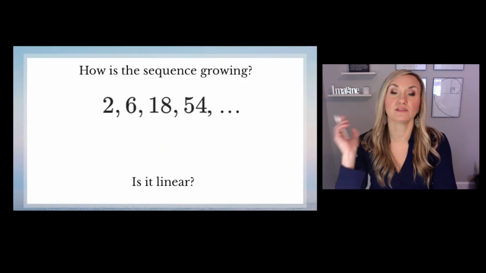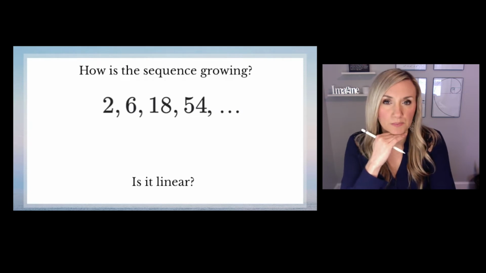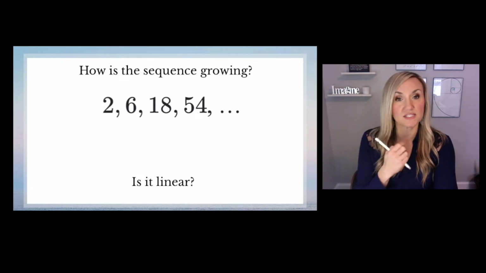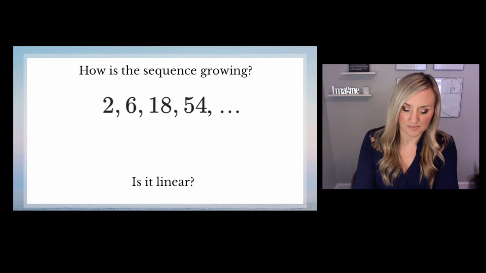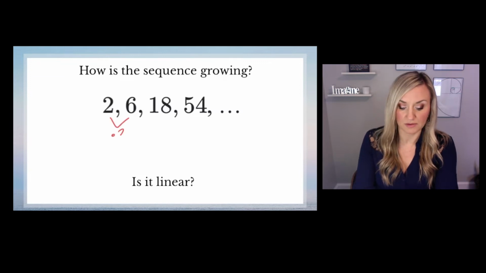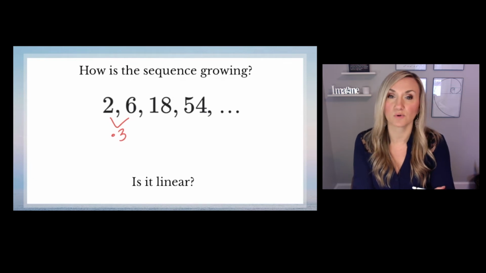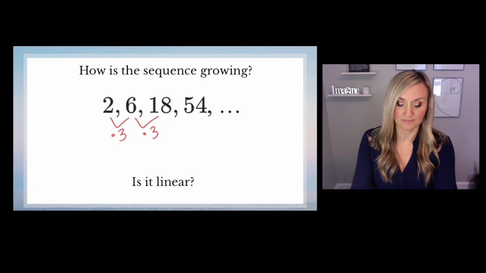All right, so let's take a look at this sequence, this list of numbers, and it is growing by a certain number every single time. What is it? 2, 6, 18, 54. Maybe multiplying by 3? If that's your guess, it needs to work every single time. So is 6 times 3 18? Yep. Is 18 times 3 54? Yep.